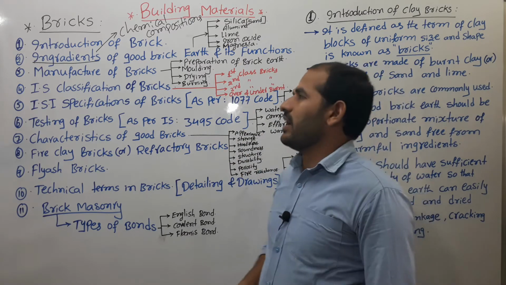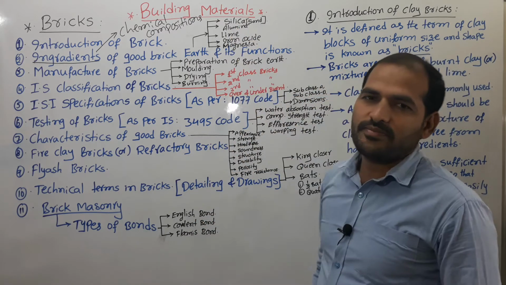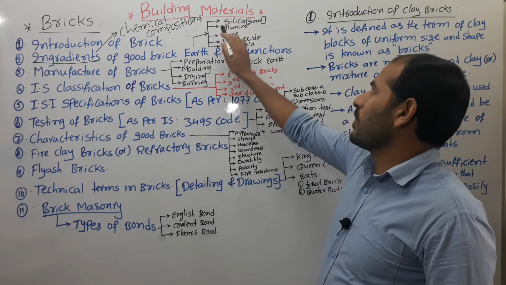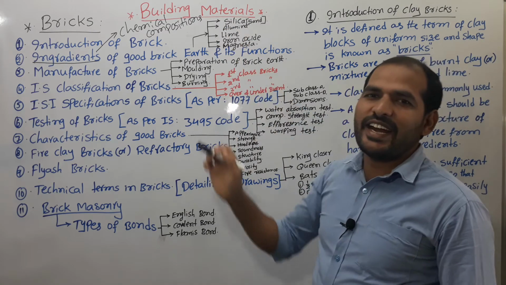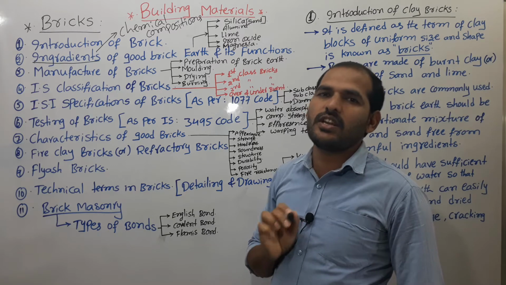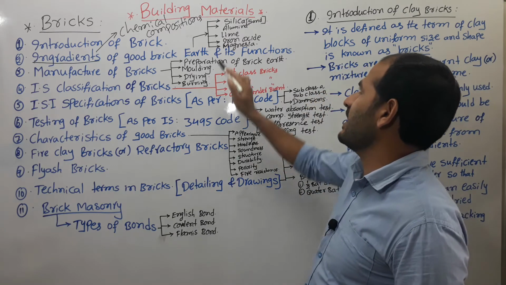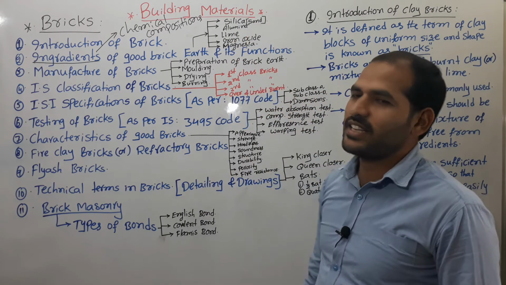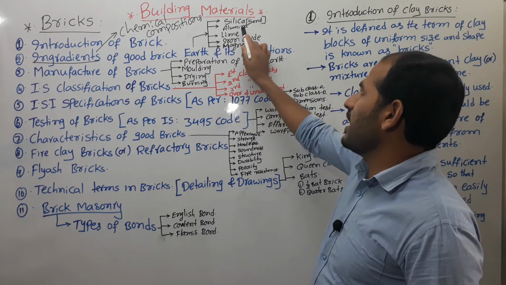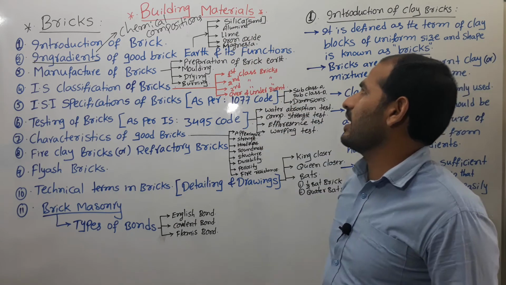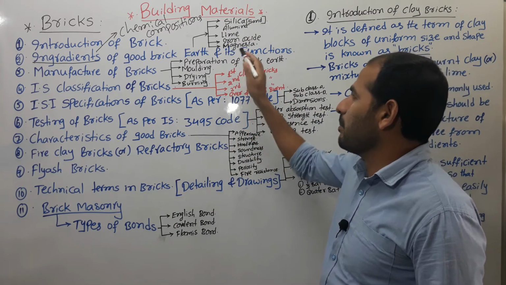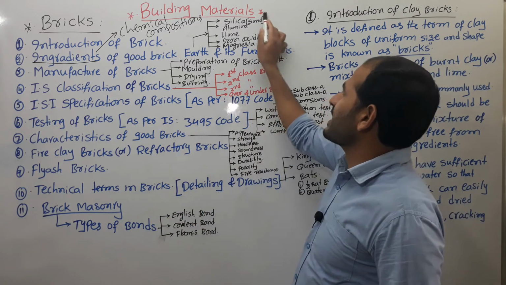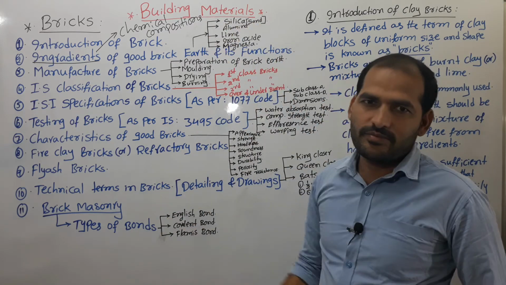For example, if you take silica, right? One of the ingredients, the major ingredient in the brick earth, is silica. Silica is the major ingredient, right? Silica is also known as sand. And the next ones are alumina, lime, iron oxide, and magnesium oxide. So these are the ingredients of the brick.